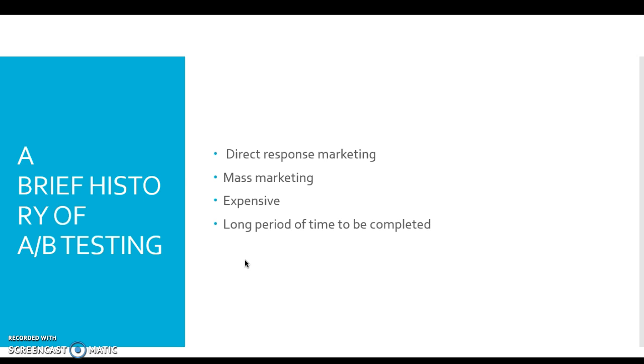In the beginning, direct response marketing and mass marketing was something very expensive. It would cost thousands of dollars to get these experiments done, and due to the technology of that time, and the fact that we would have to wait for a customer to answer back, it usually would take weeks or months to be completed. So that was how the ancient version of A/B testing was done.